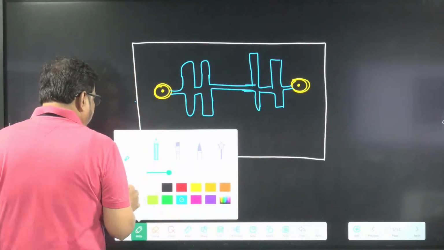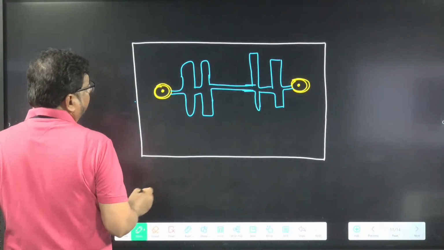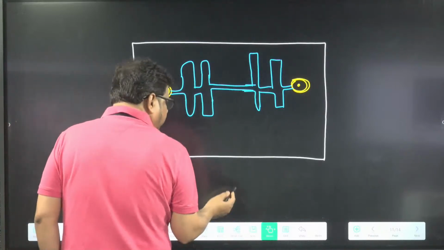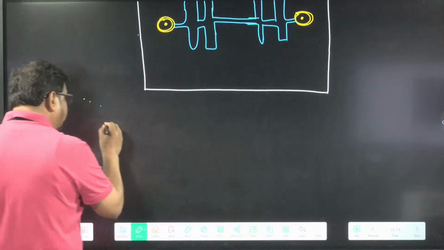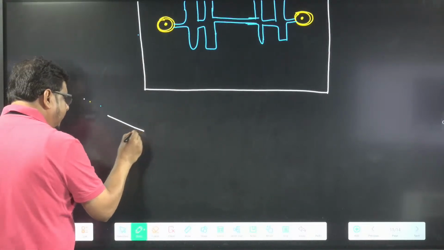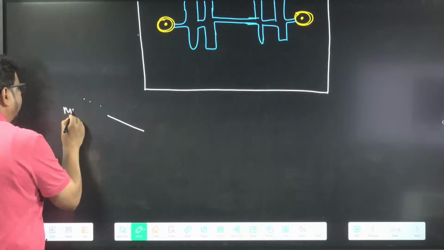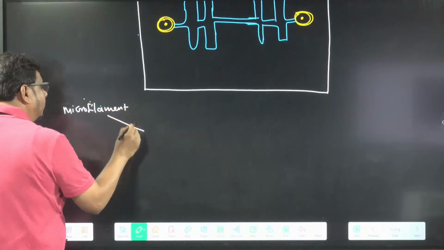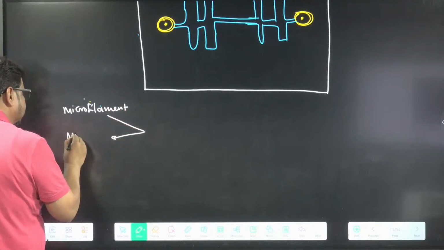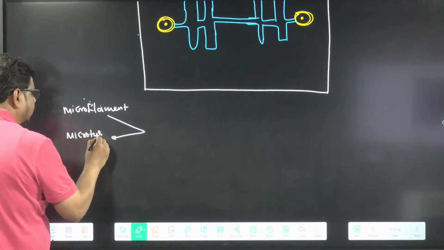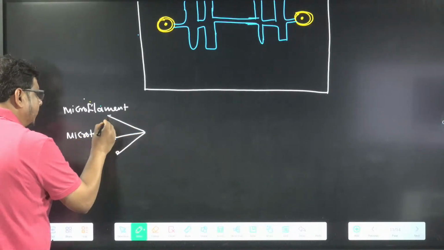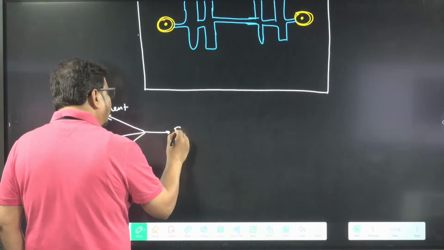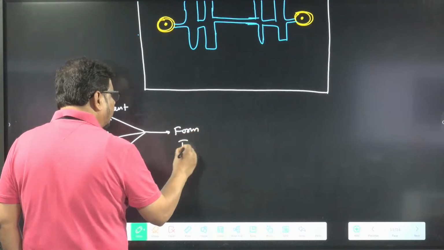Let me tell you. First of all, formation of the phragmoplast occurs. How? I am telling you, you will understand the mechanism. Some patience is required for understanding. Microfilaments, microtubules, and endoplasmic reticulum, ER, all together form the phragmoplast.